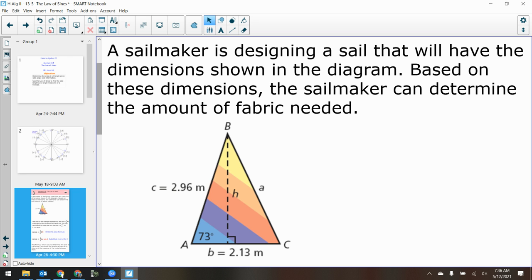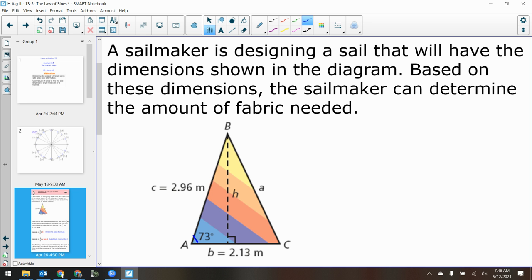Well, maybe there's something else I can calculate. Look at the other pieces of information that are given to me. Do you see how the height breaks this big triangle up into two right triangles inside there? So there must be some way that I could use the other pieces, the 73 degrees and this 2.96, to solve for the height. Does anybody see what I could do to solve for the height in terms of that angle?